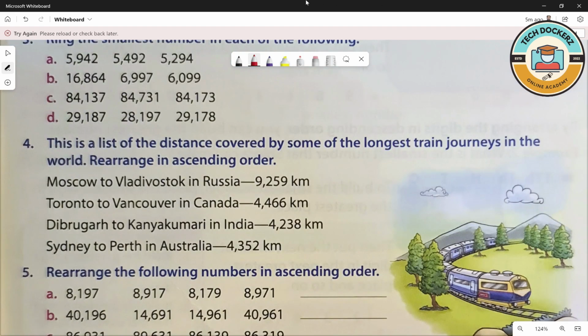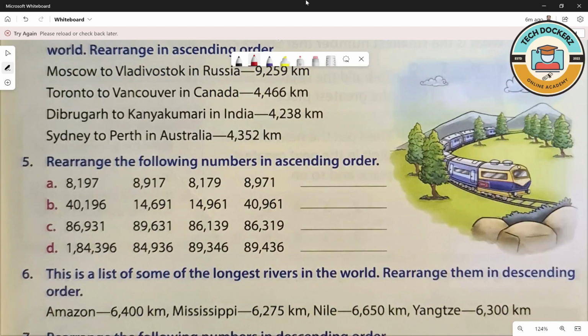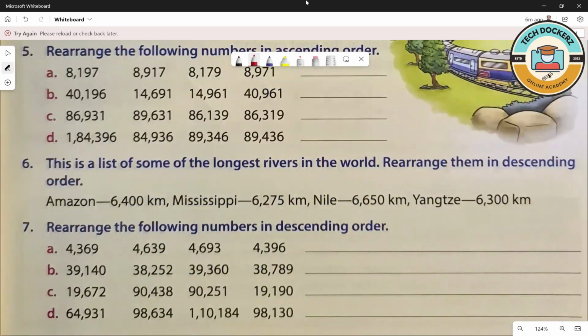Question number 4. This is a list of the distance covered by some of the longest train journeys in the world. Rearrange in descending order. Question number 5 is rearrange the following numbers in ascending order. Question number 6 is rearrange them in descending order. And question number 7 is similar, rearrange the following numbers in descending order.